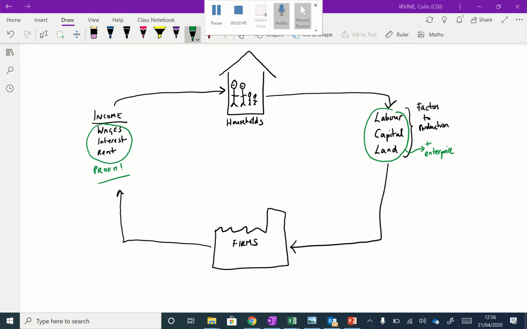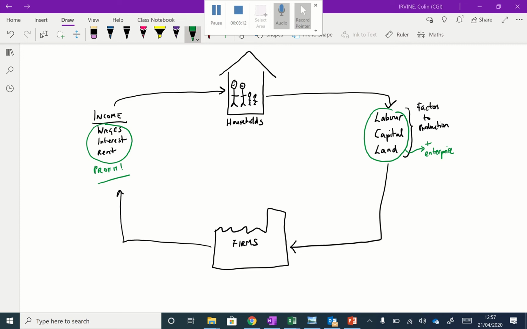Of course, if you're brave enough to start your own firm as an entrepreneur, then you may also be able to earn some profit. So this is the first interesting thing about economics for students that are starting for the first time, is that we are going to explore the ways in which households can use their labor in firms to generate an income.